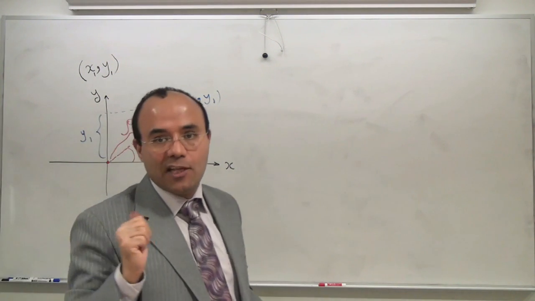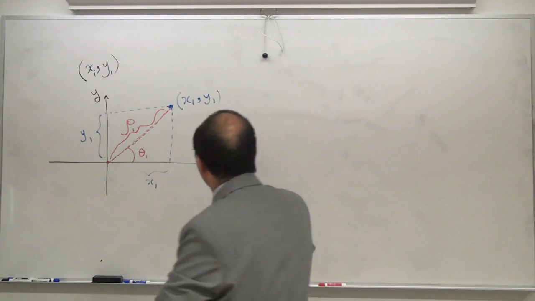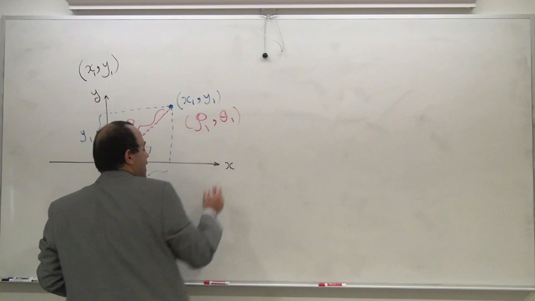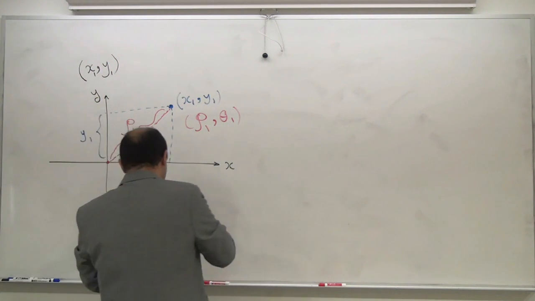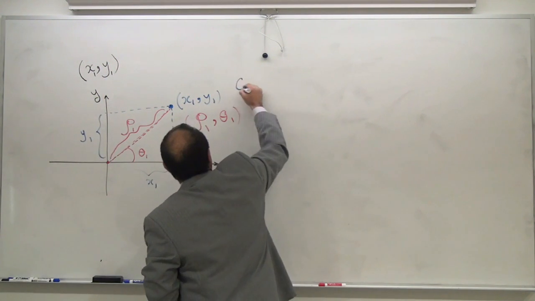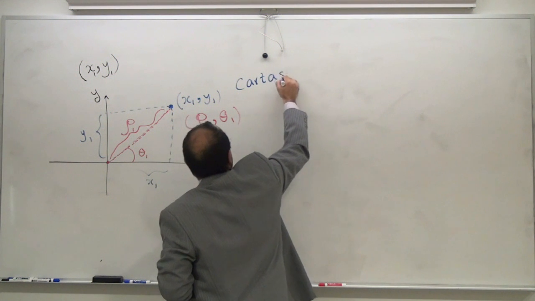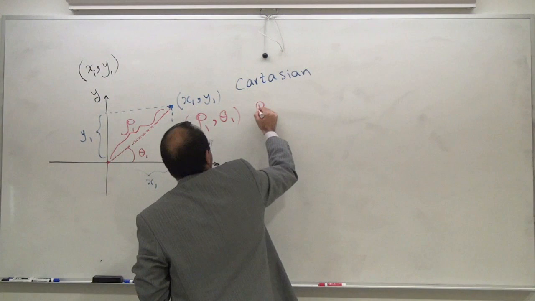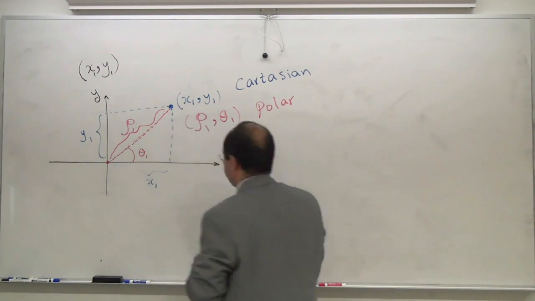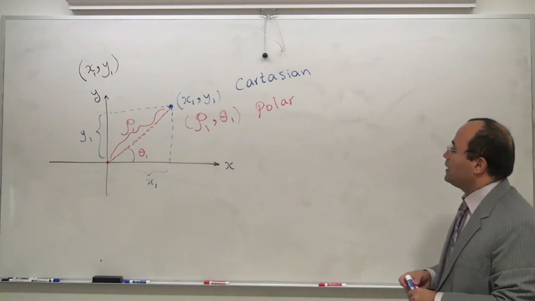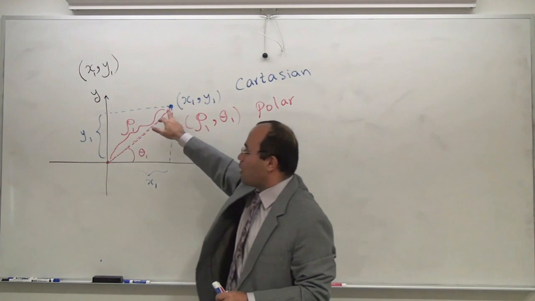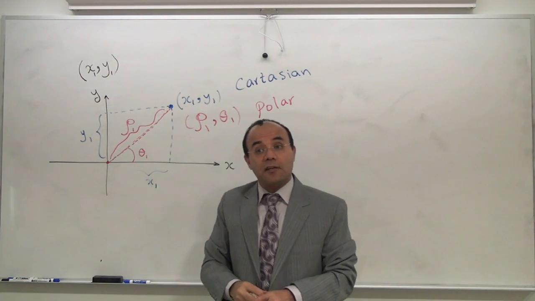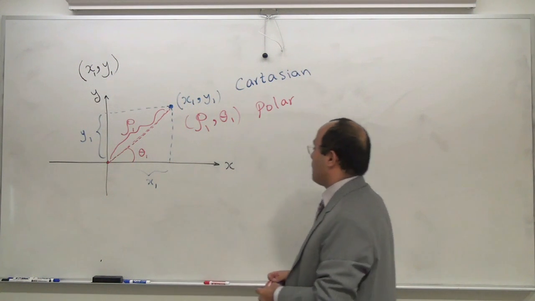The red representation I just gave you, which is in the form of rho 1 and theta 1, is called polar. This is going to be Cartesian, I hope I have the right spelling, and this one is going to be polar. Obviously, these two are representing the same number, so at some time I would like to be able to convert one form to another.